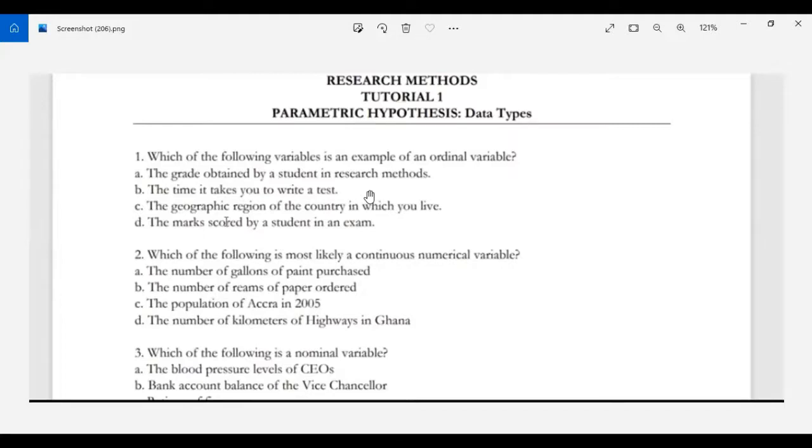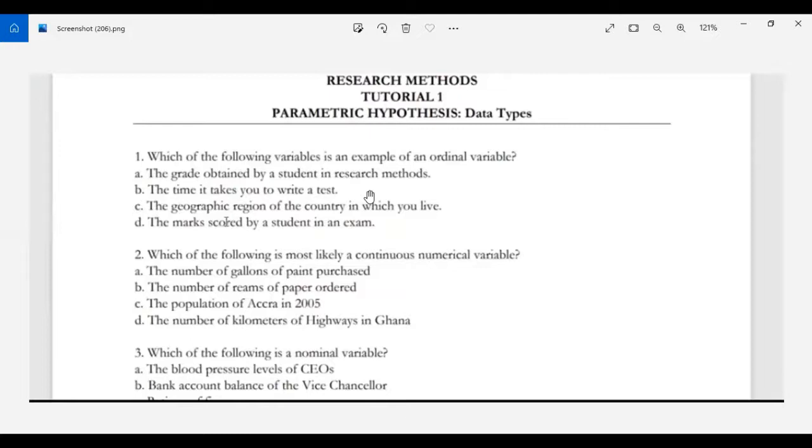Now let's come to question 2. Which of the following is most likely a continuous numerical variable? From A to D, they are all numerical, but they are asked which one is most likely. The number of gallons of paint per chip, that one is not part. The number of grams of the powder, that one is not part. Now you might think the answer is C because of continuous numerical variable. But this one, they didn't say population of Accra. They were specific. They mentioned the particular year.